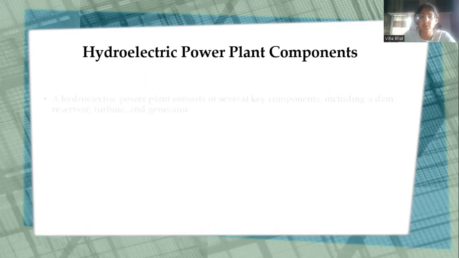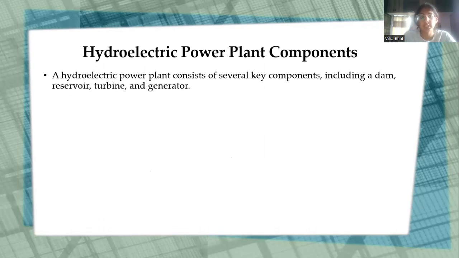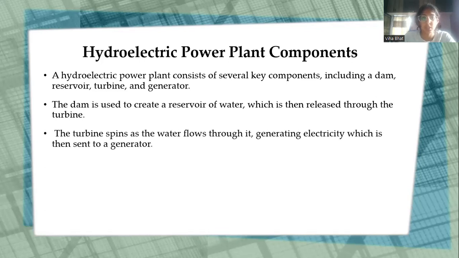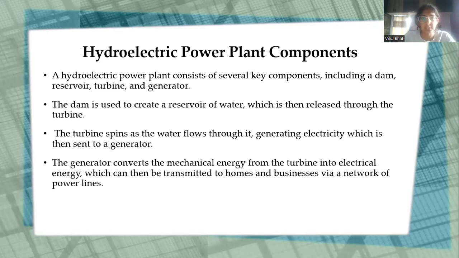So next we're going to talk about the components. First of all, it consists of a few key components like the dam, the reservoir, turbine, and generator. The dam is used to create a reservoir of water. Here it stores the water, making sure that it can hold very huge capacities of water for long durations of time, and then it is released through turbines. The turbine spins on the basis of water flow and generates electricity, which is then sent to the generator.